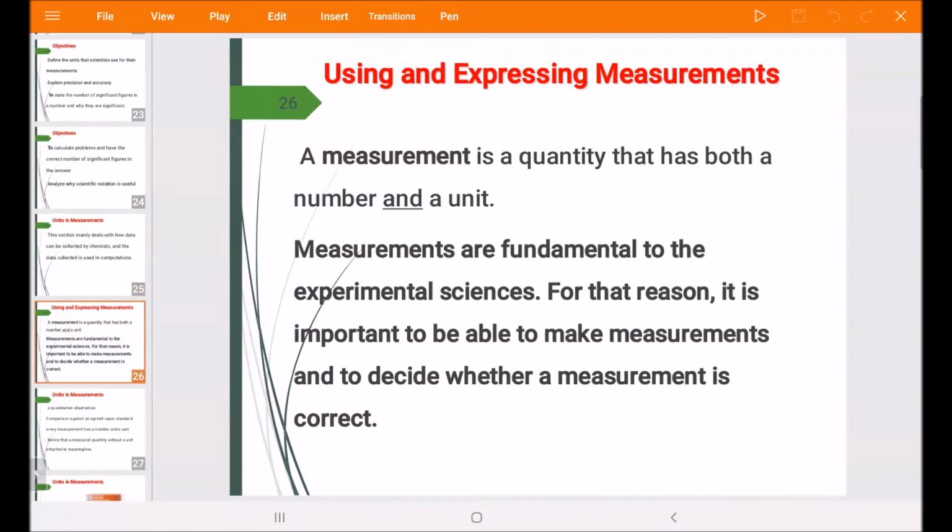So what is a measurement? A measurement is a quantity that has both a unit and what? A number. So this is very important. So for example, when you put your answer, if you put only a number, it has no meaning. You have to have a unit beside it. So a measurement can be described by both a number and a unit. So this is very fundamental to experimental science. And it is for this reason we make measurements.